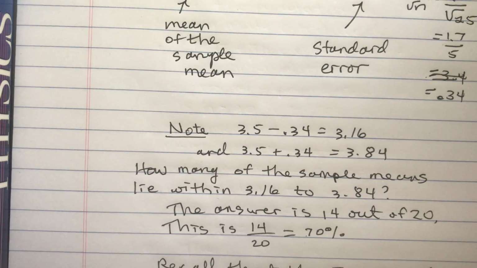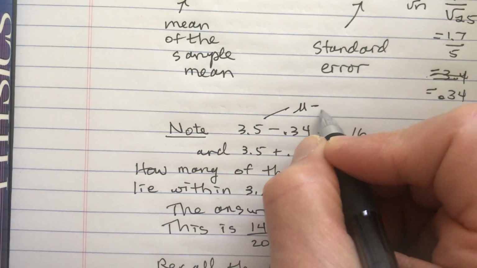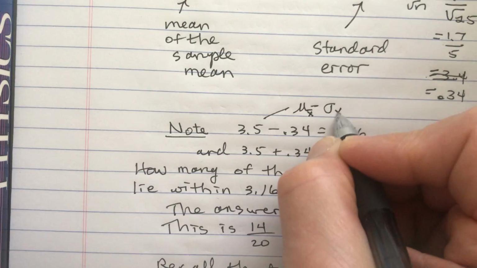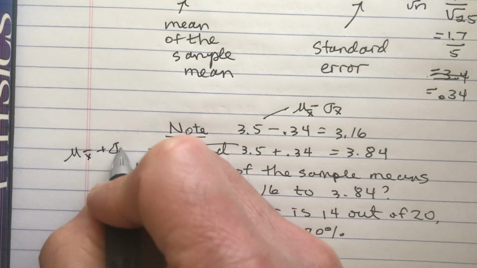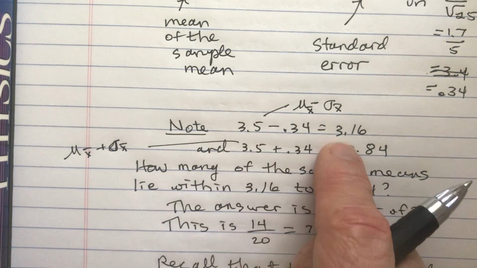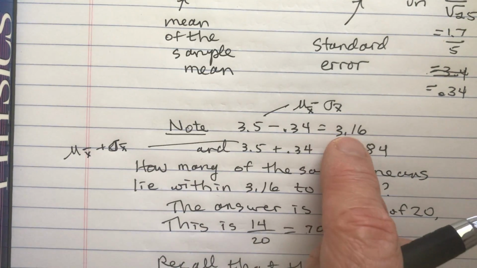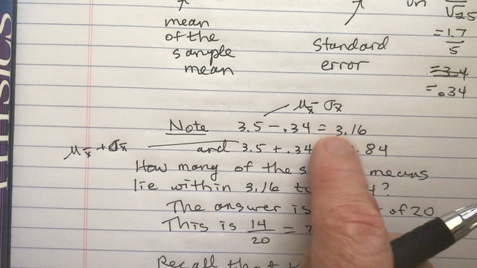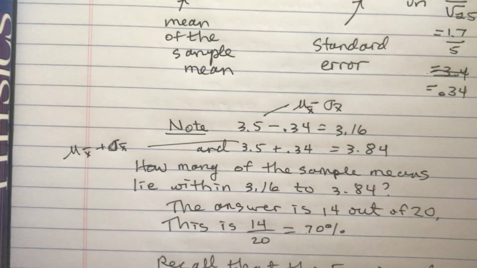So what am I doing here? I'm saying this is mu x bar minus sigma x bar, and this is mu x bar plus sigma x bar. This is one standard error of the mean of the sample mean, the expected value, and we expect that a lot of our population, 68%, will be in there if we have a normal distribution and if this is the correct standard error, and that's what we found.